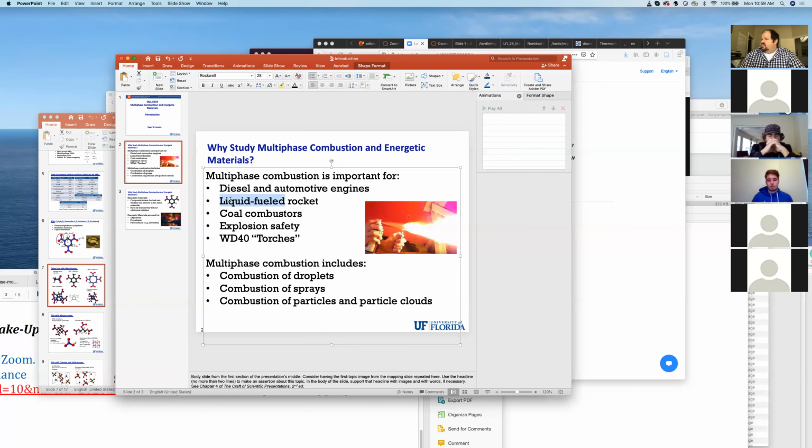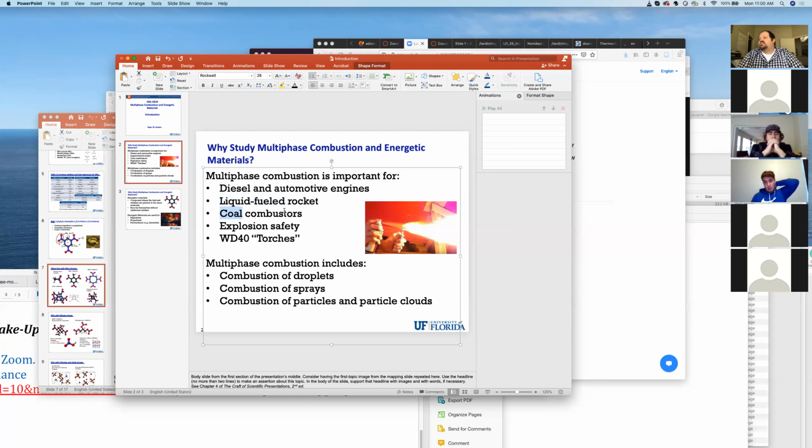Multi-phase combustion is used in liquid fueled rockets, like in the old solid rocket boosters. They used liquid oxygen and hydrogen as the fuel. The SpaceX rockets, I believe they use, is it liquid methane or is it liquid kerosene? I can't remember. I'm not a SpaceX nerd. And then they use LOX as their oxidizer. There's a lot of modern rockets that basically use liquid fuels, and so you need to atomize those fuels into a bunch of little droplets and then burn that.